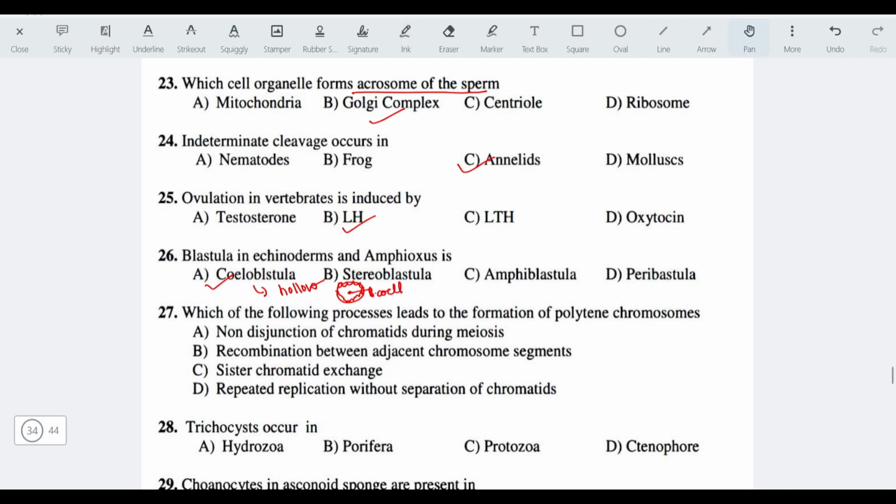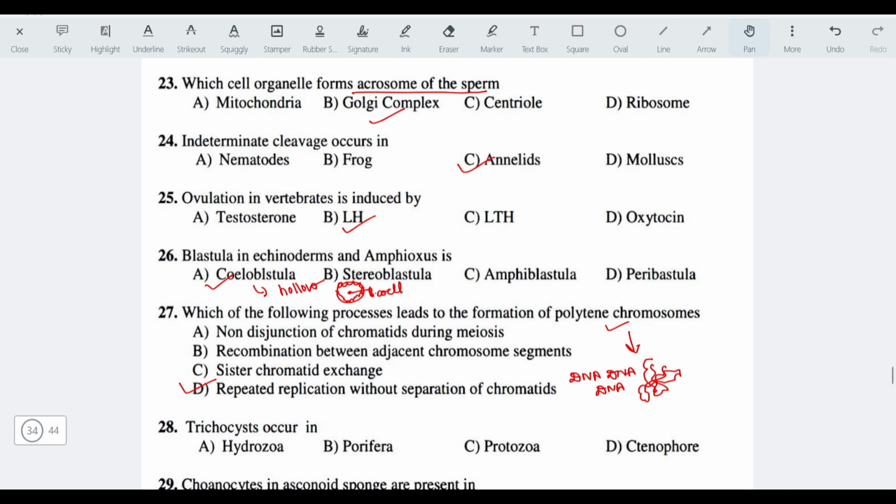Next, which of the following processes leads to the formation of polytene chromosomes? The answer is repeated replication without separation of chromatids, right? Okay, it means DNA is replicating, there are multiple copies of DNA formed, right? But they are not separating or dividing, and this leads to the formation of polytene chromosomes.